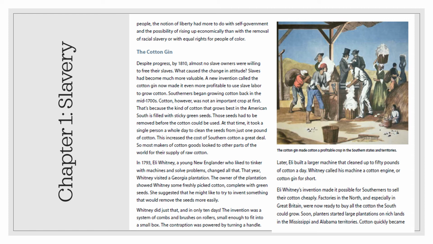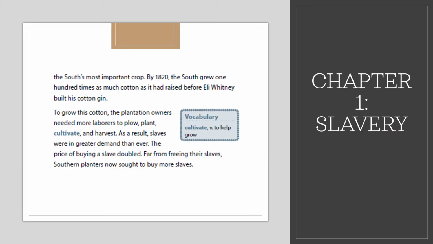Factories in the North, and especially in Great Britain, were now ready to buy all the cotton the South could grow. Soon, planters started large plantations on rich lands in the Mississippi and Alabama territories. Cotton quickly became the South's most important crop. By 1820, the South grew 100 times as much cotton as it had raised before Eli Whitney built his cotton gin.